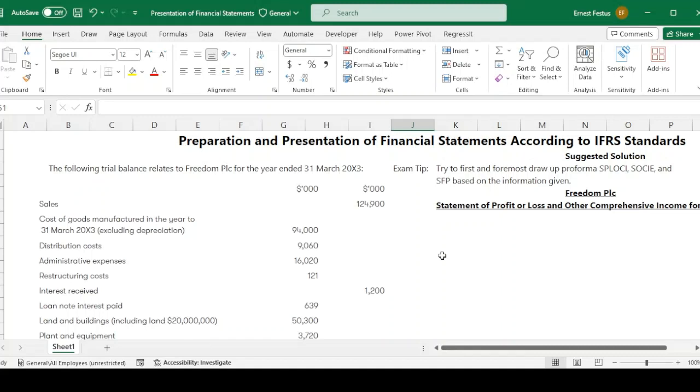In this video, we are going to learn how to prepare and present a set of financial statements according to IFRS standards. Now, when it comes to the preparation of financial statements and their presentation, we refer to IAS 1, Presentation of Financial Statements, for guidance. That is the standard that guides us when we want to present a set of financial statements according to the IFRS accounting standards.